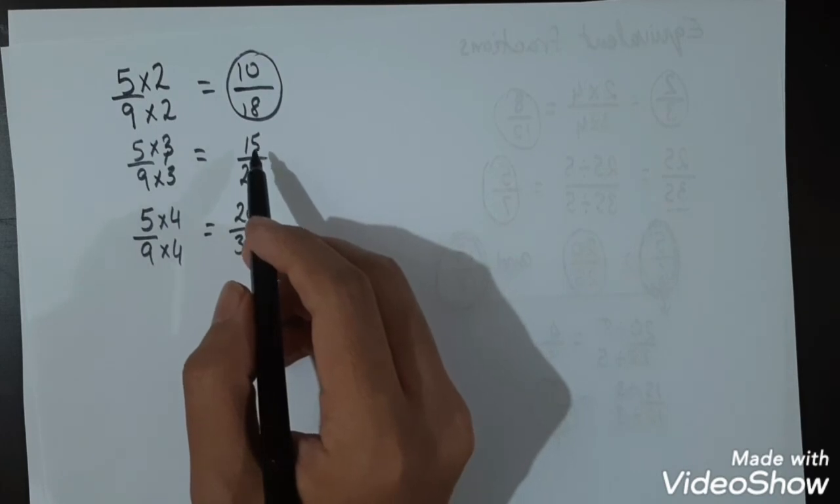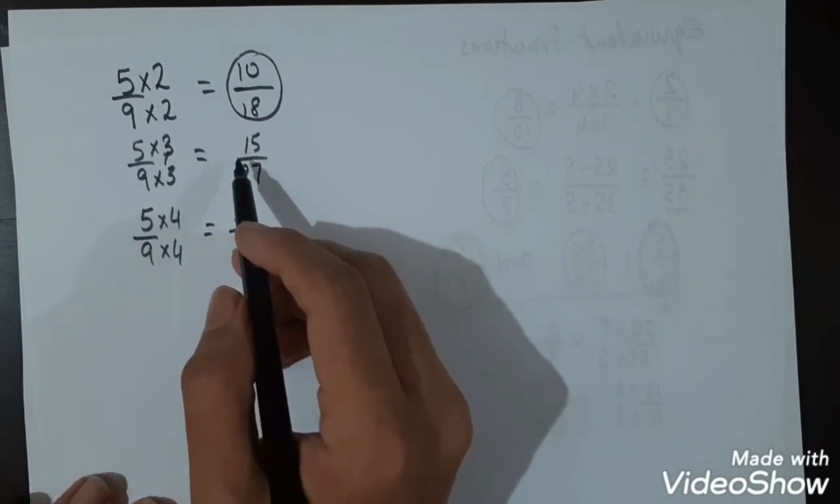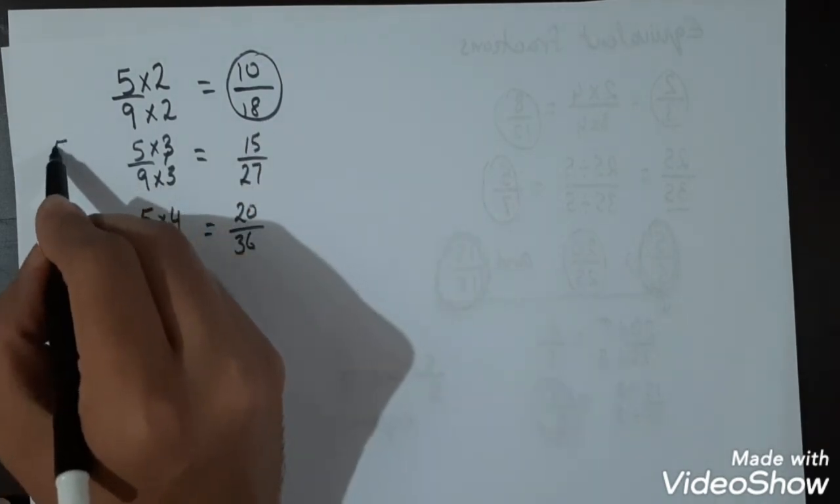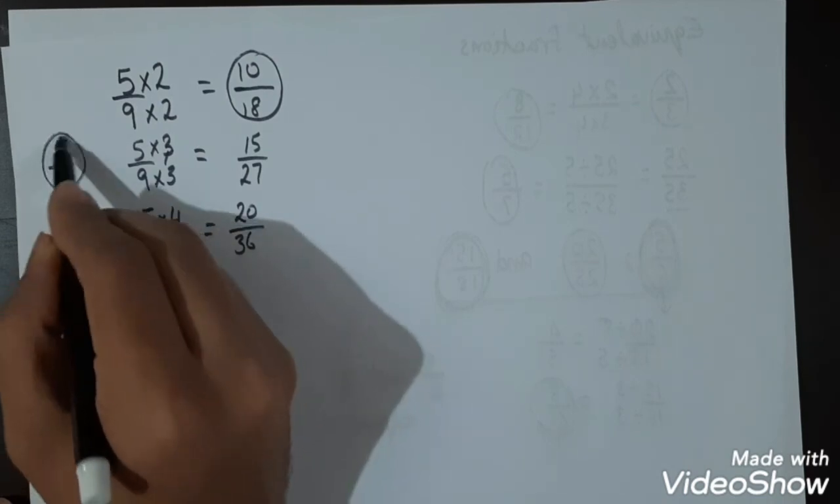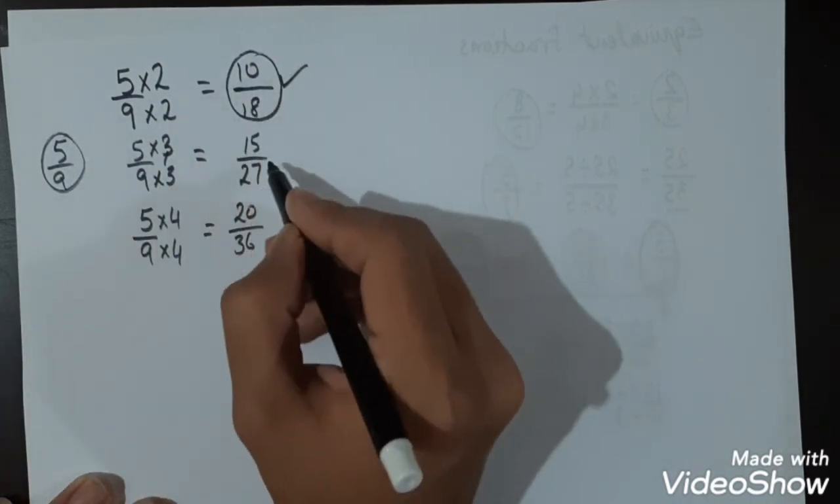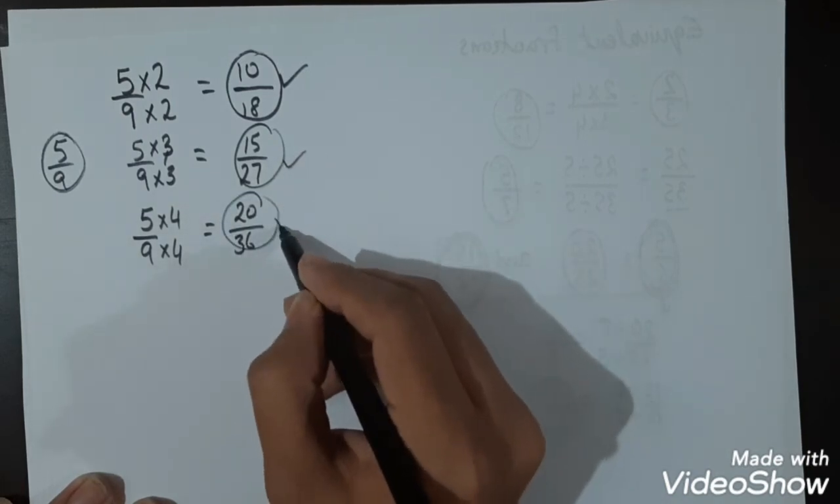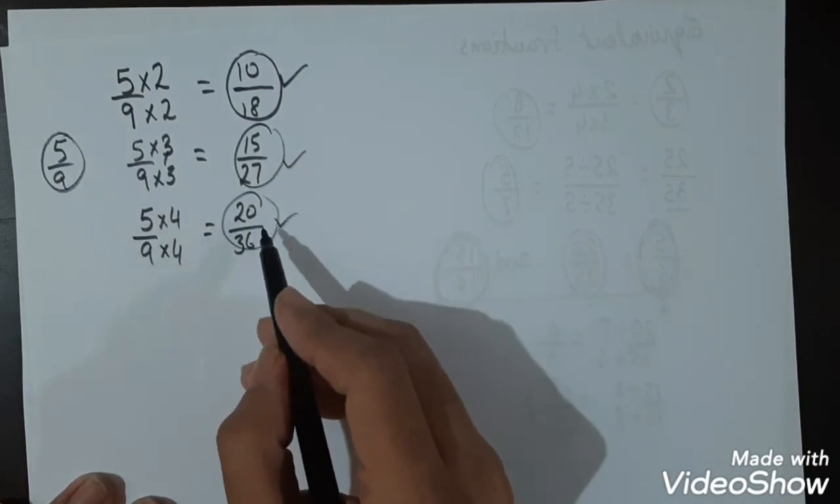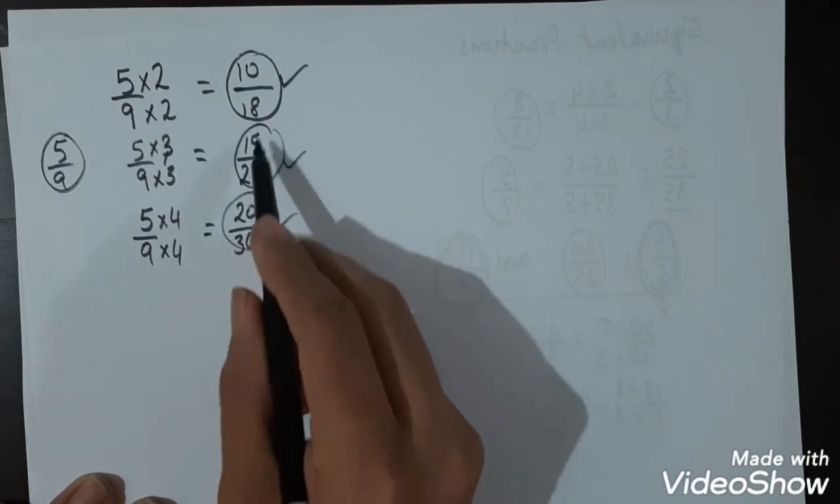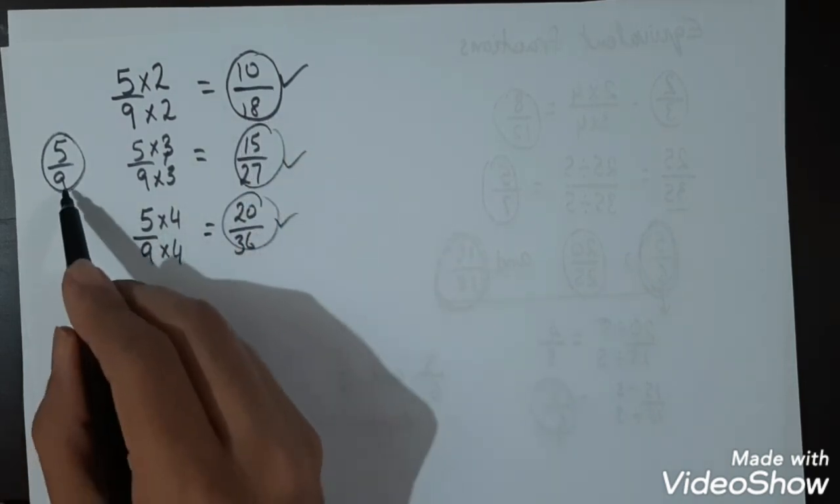So three equivalent fractions for 5 over 9 will be 10 over 18, 15 over 27, and 20 over 36. So these are 3 equivalent fractions for 5 over 9.